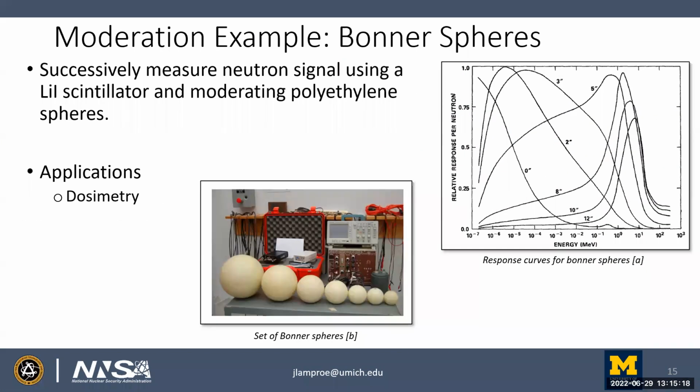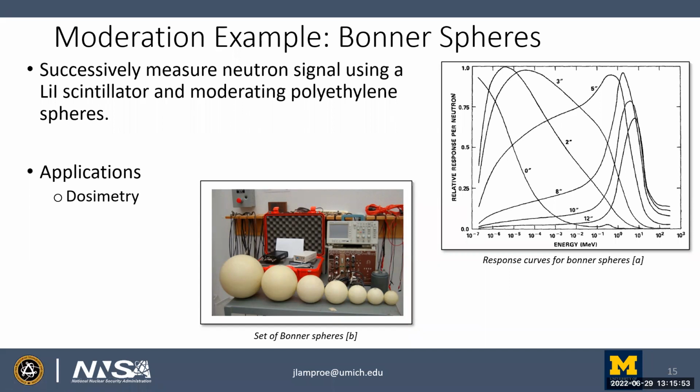A good moderation example is the Bonner spheres, which I think are some really cool looking detectors. What these do is add a layer or multiple layers of polyethylene spheres outside of a lithium iodide scintillator. They're most commonly used in dosimetry work, but I've seen them used in a couple other ways too. And this plot shows you the energy versus the radius of the polyethylene sphere.